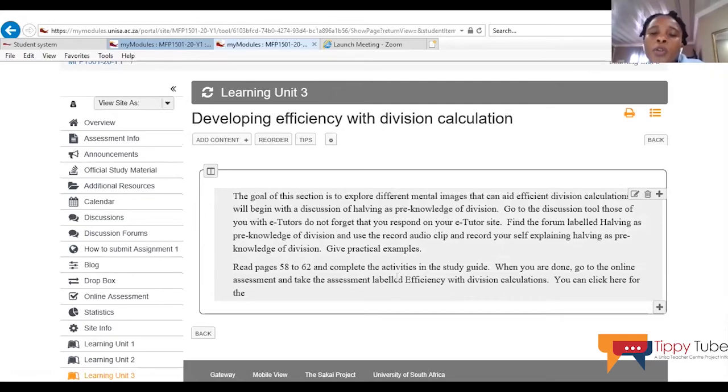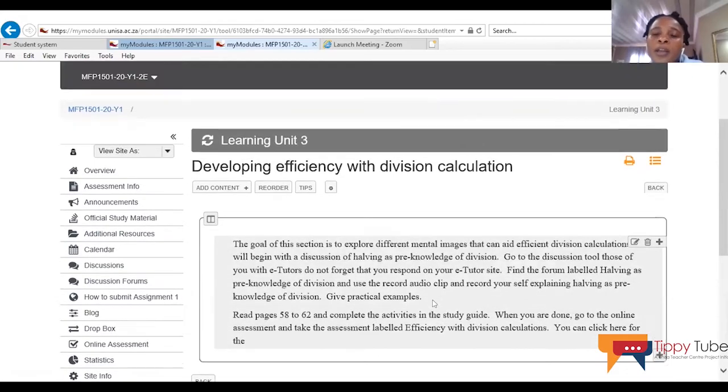which is to explore different mental images that can help with efficient division calculations. In this section, we begin with a discussion of halving as pre-knowledge of division. I think every learner, even ourselves when we were still in school, when we first learned about division, we learned that it is half of something. When you divide something, you first make sure that it is in half. We used to buy loaves of bread, and you take the bread, cut it in half, then divide it equally between maybe 2 people.